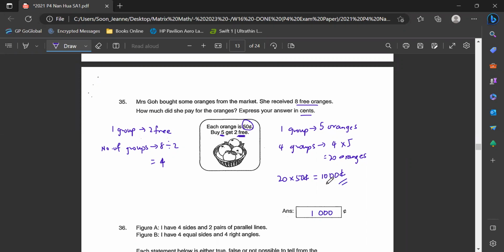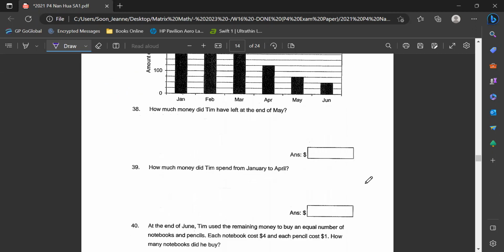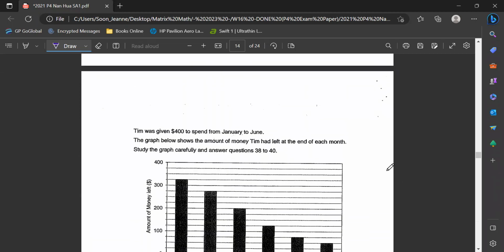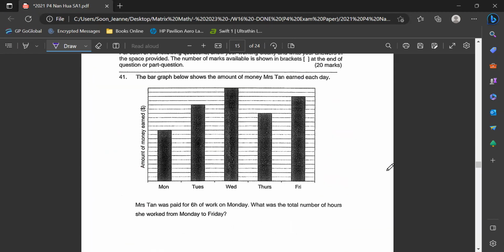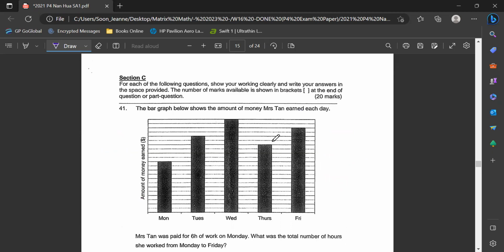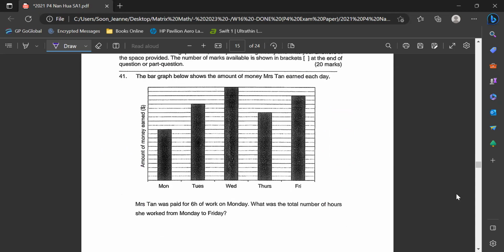I'm going to section C now, which is for question 41. Okay, this one. Is it this one? No, it's the other one. Okay, this one, section C. So it says here, the bar graph. Sorry, guys. The bar graph is showing the amount of money earned, and there are different things here. So Mrs. Tan was paid for 6 hours of work for Monday. Okay, so Monday is actually 6 hours.